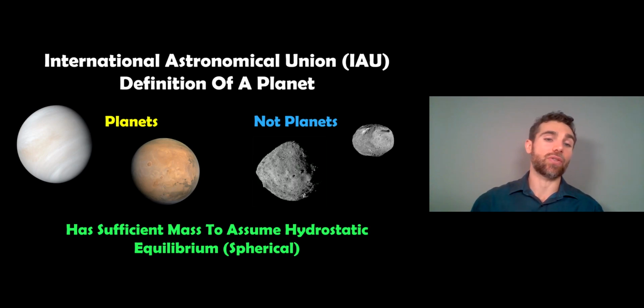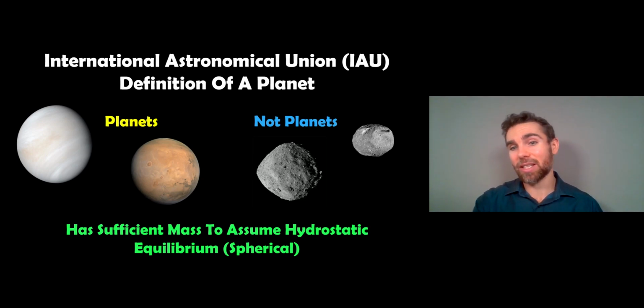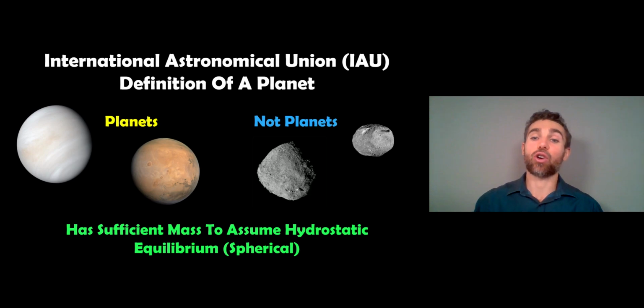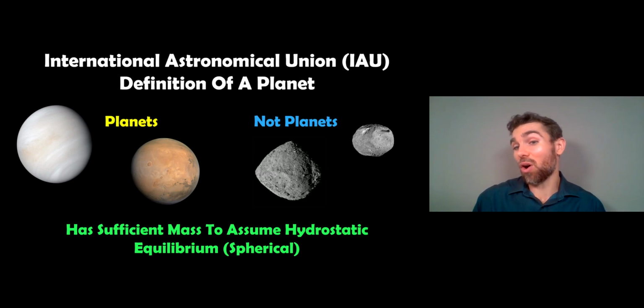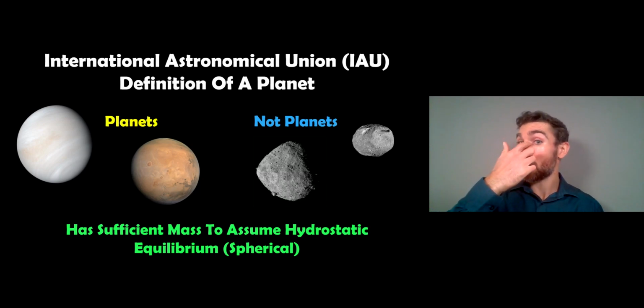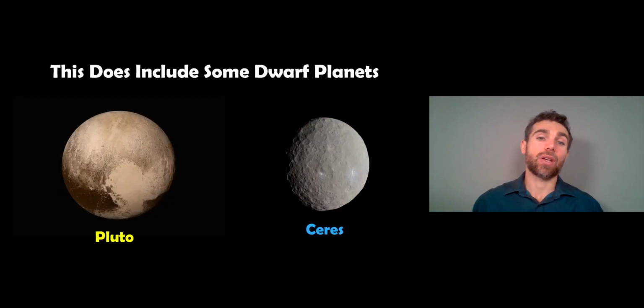On the left-hand side, you've got Venus and Mars, they're planets, and on the other side, you have a couple of minor planets which are essentially not planets. These are small enough that they don't assume hydrostatic equilibrium. So this does actually include objects that are not planets. Here we've got Pluto and Ceres. These are not planets. They are actually classified as dwarf planets.